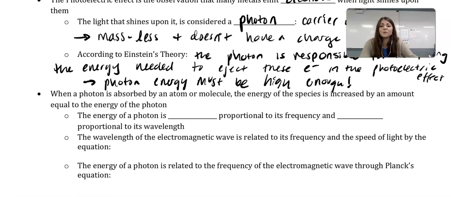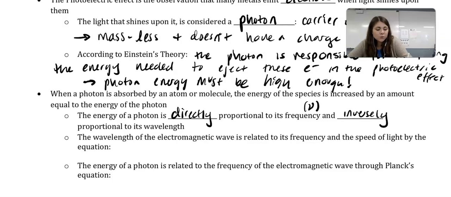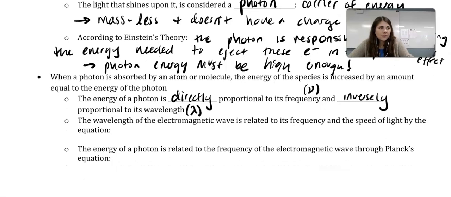When a photon is absorbed by an atom or molecule, and this can also be vice versa, from absorbed to released, the energy of the species is increased by an amount equal to the energy of the photon. So we can say that the energy of a photon, which by the way will be in joules, J, is directly proportional to its frequency, which will be denoted like this, and inversely proportional to its wavelength. Wavelength will look like this.